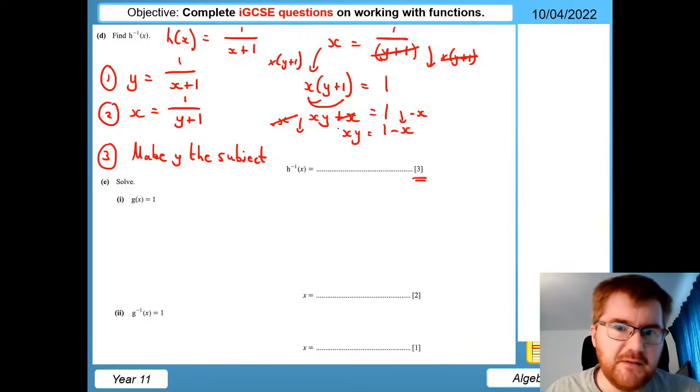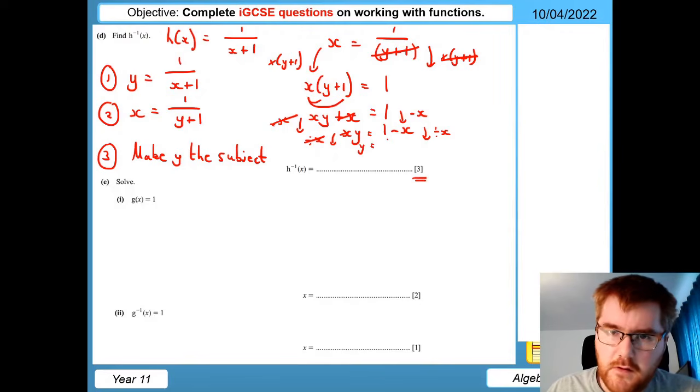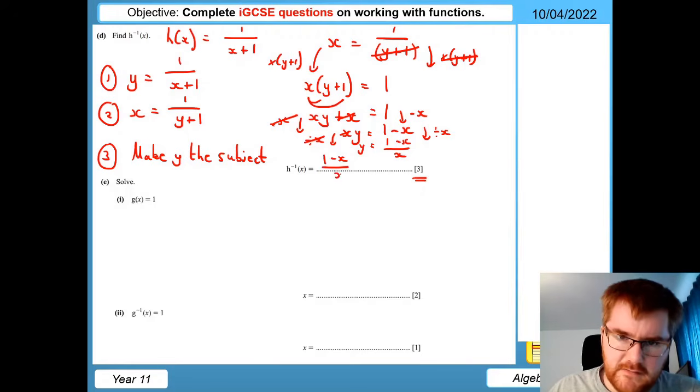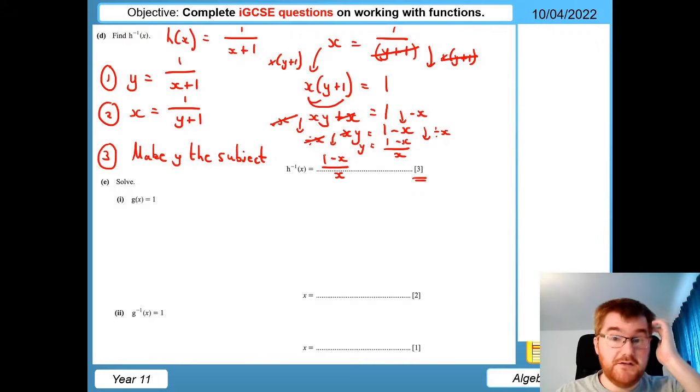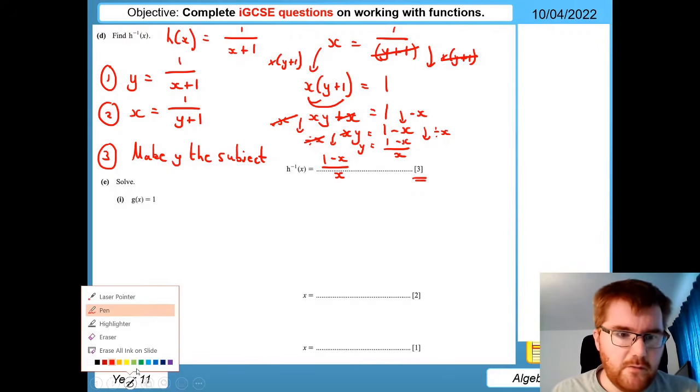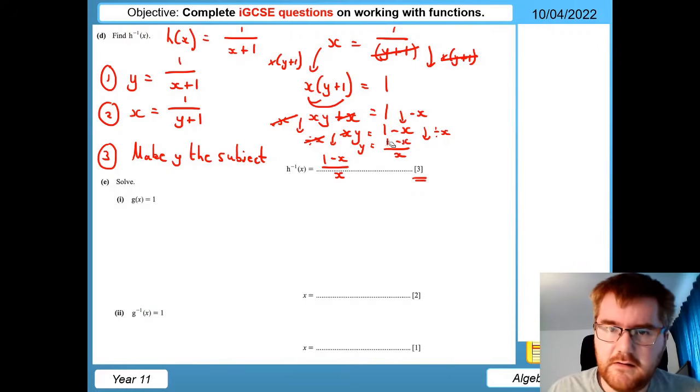So what's the opposite of timesing by x? Well, we want to divide by x on both sides. This then gives us y equals 1 minus x over x, which is our final answer. This could be written differently as 1 over x minus 1, but I'm happy with the way that I've written it here.